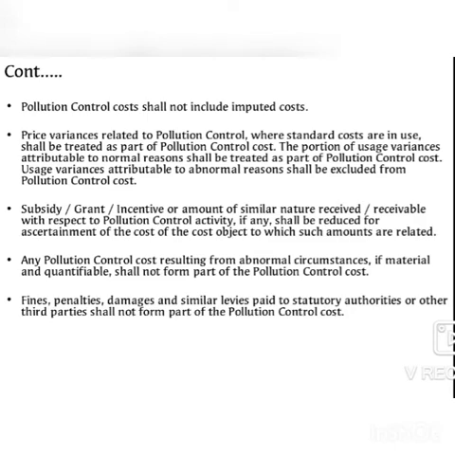On the other hand, the portion of usage variance: usage variance arises when the actual quantity exceeds the standard quantity. If this occurs because of normal reasons, that should be considered as a pollution control cost. Vice versa, if it happens because of abnormal reasons, this should be excluded from the pollution control cost.